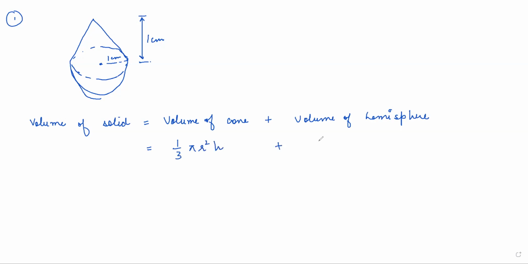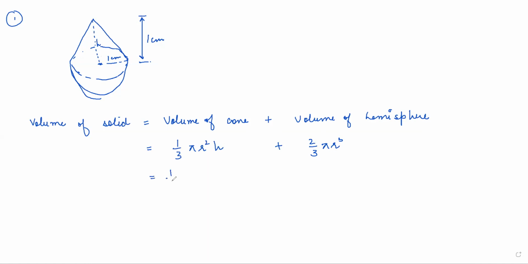Volume of hemisphere? 2/3 pi r cube. Pi r cube, yes. So it is half of the sphere. So you know r, okay? And height also you know. Height means actually this is given, right? This is height. So in the formula, we require this height only, which is h, not the slant height.